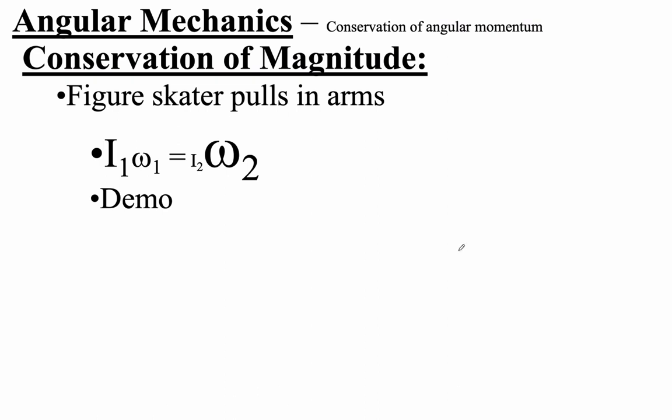So this is the cool thing about angular momentum, right? L is I omega, right? Is that it's conserved, okay? And there's two ways that it's conserved. Here I'm talking about the conservation of the magnitude of angular momentum, but the direction of it is conserved.